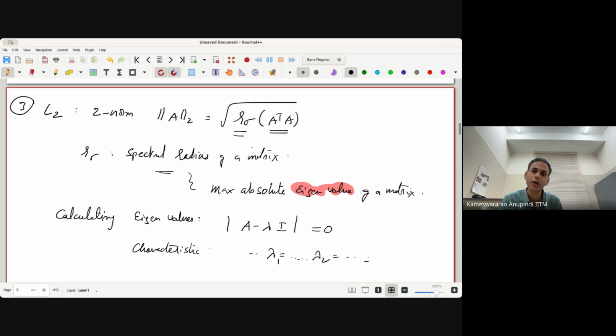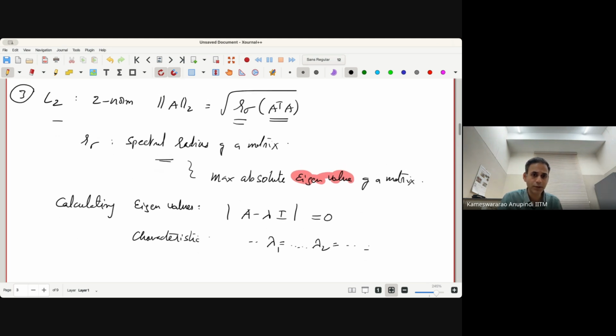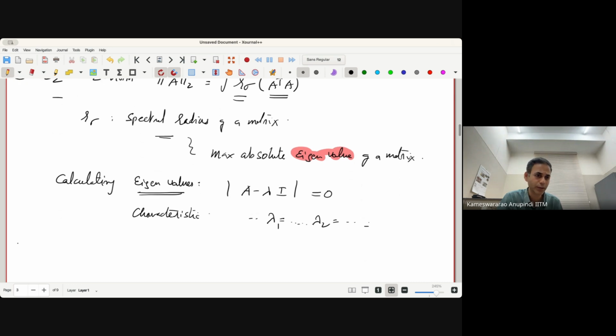So this is somewhat different from what we have learned before in the vector norms. In this case we are taking the spectral radius of a matrix, which is the maximum absolute eigenvalue. The matrix we are considering is A transpose A, not just A. That's going to give you the 2 norm. Of course, eigenvalues are very important, and we will come back to them later.